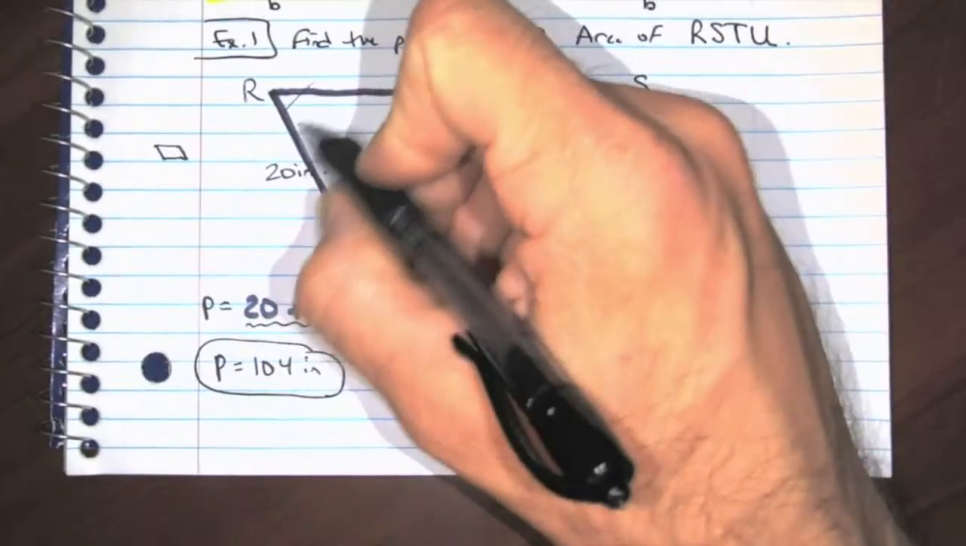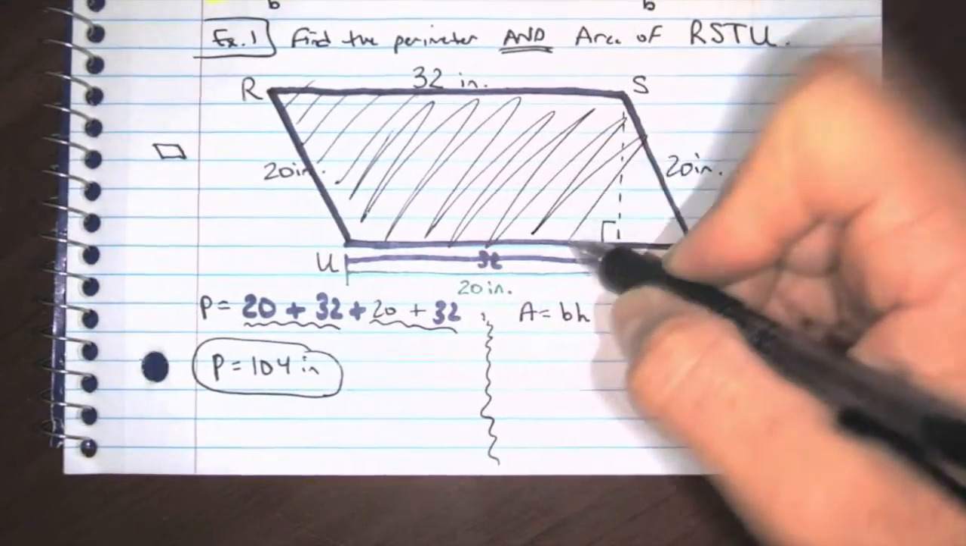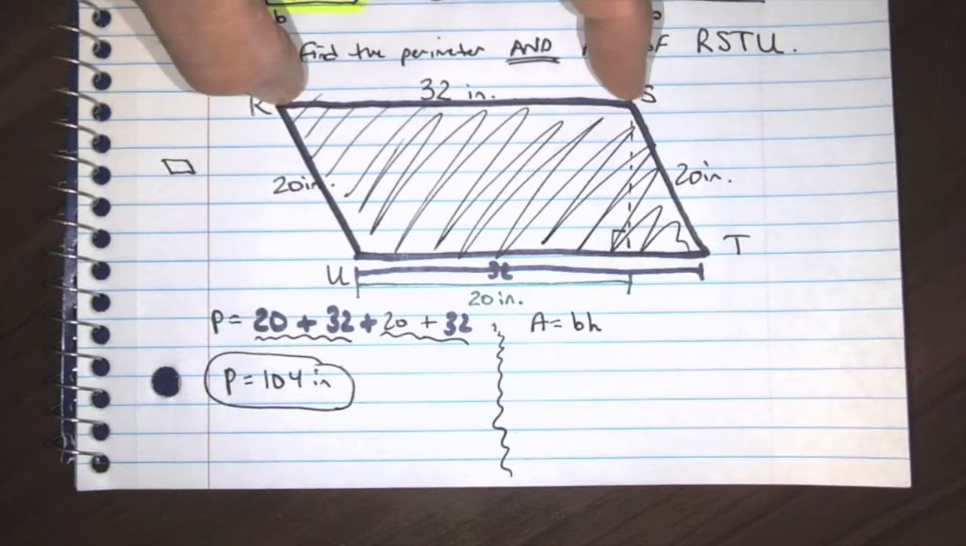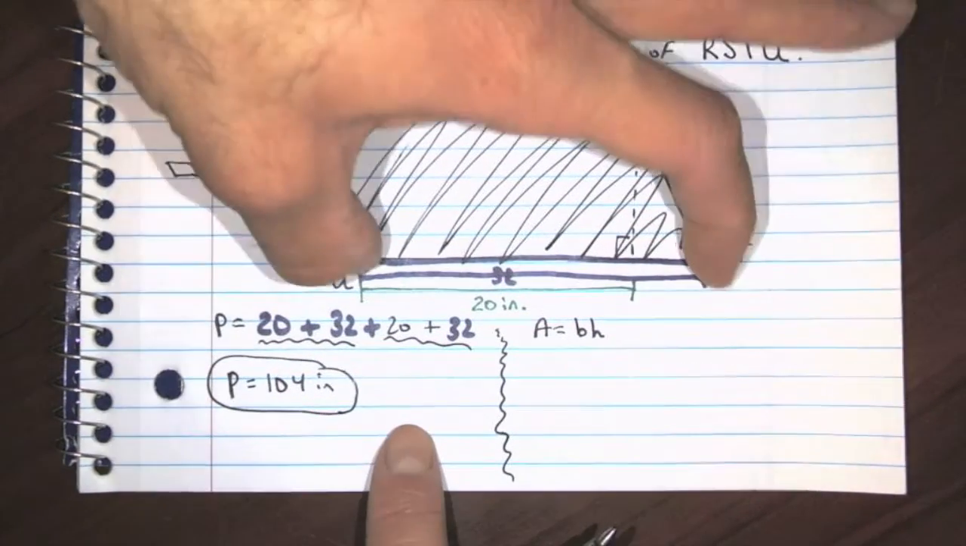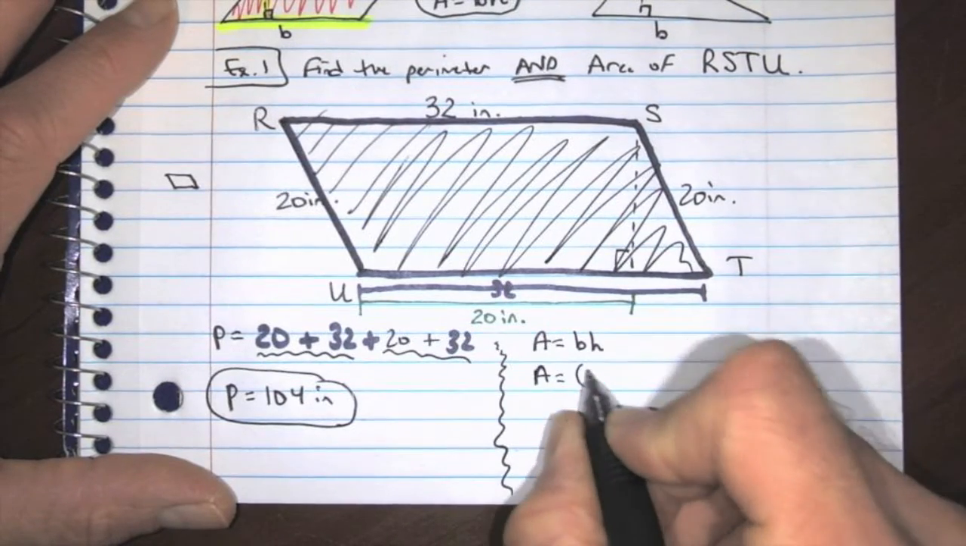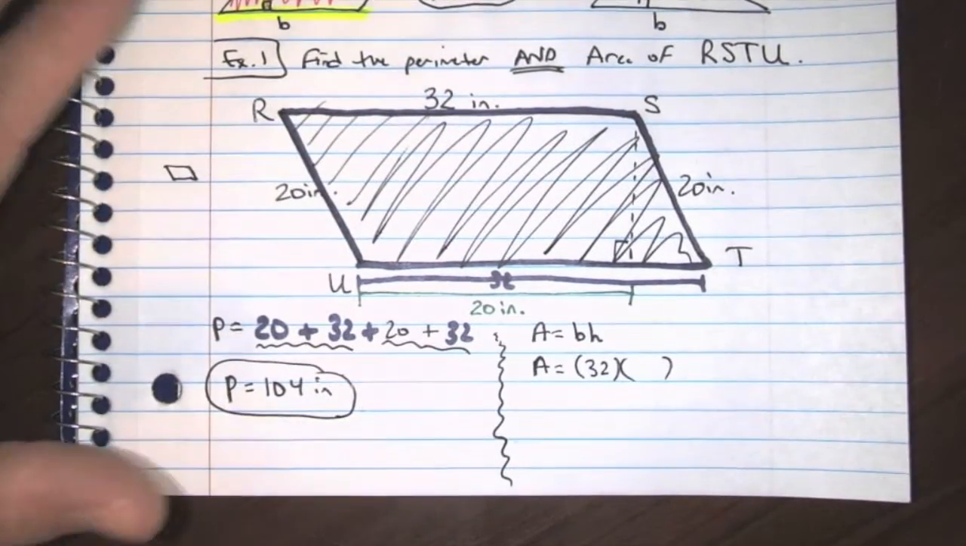Area. Okay, let's fill this figure in completely. Base times height. Okay, what's the base? Well, you could say that this is the base, 32, or you could say the bottom is the base. It doesn't really matter. They're the exact same thing. So base is 32 times the height.